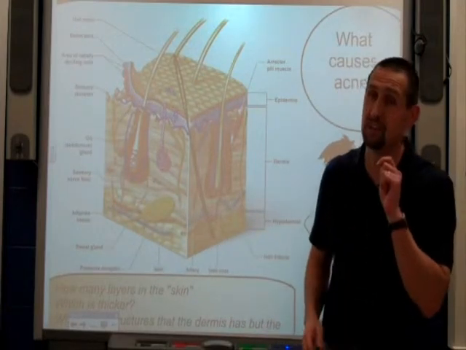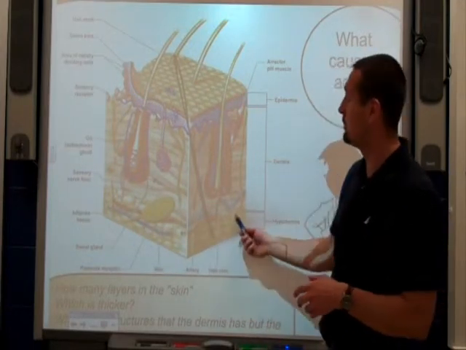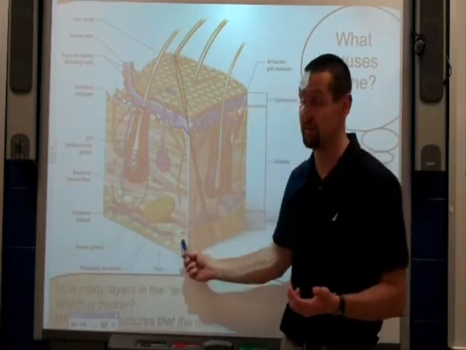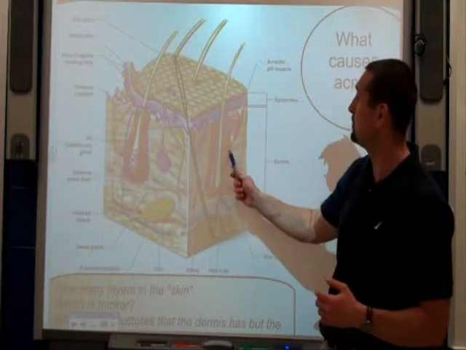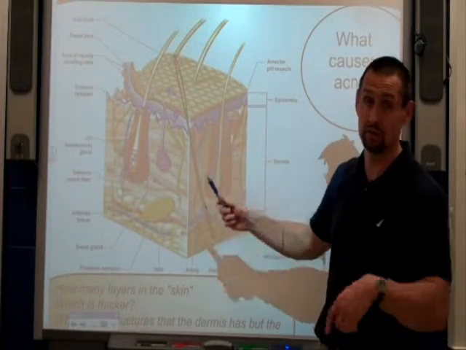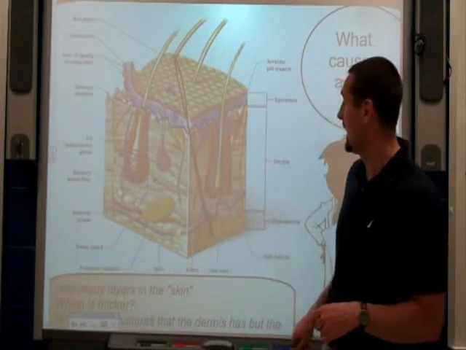So if you were to cut yourself shaving and it bleeds for a while, then you've probably cut into the hypodermis layer. You'll also notice the erector pili muscle, which pulls on the hair follicle, which makes the hair kind of stand up on end.